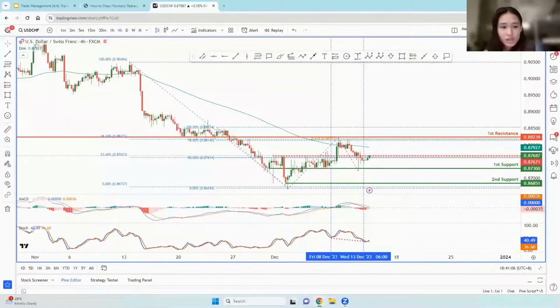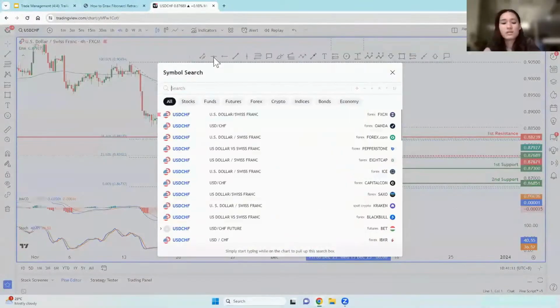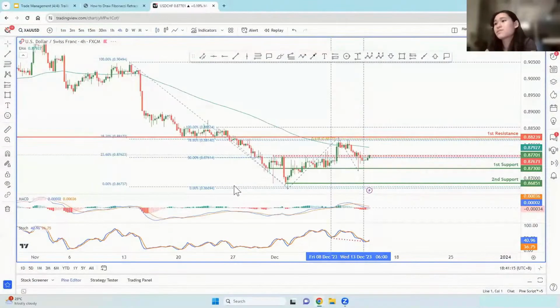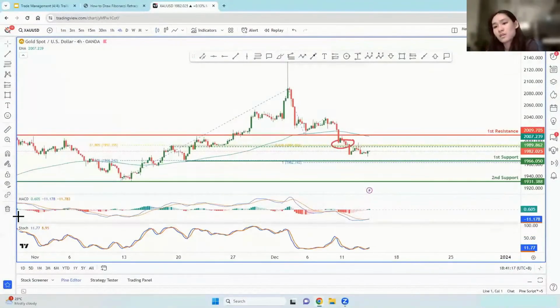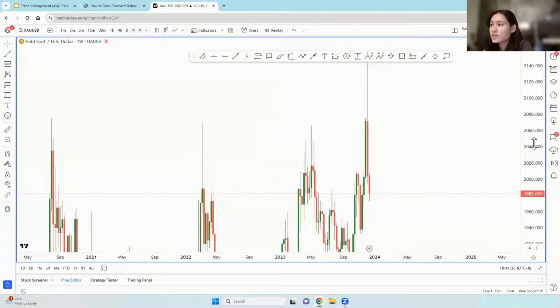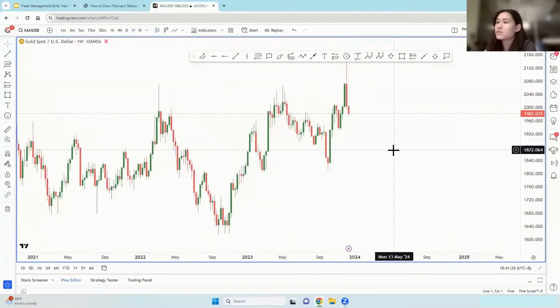I think we still have a bit of time left, so let's look at gold. Same thing, we're going to look at the higher time frames first.